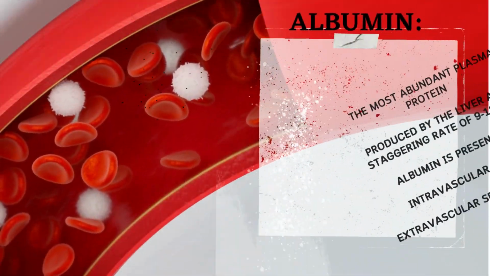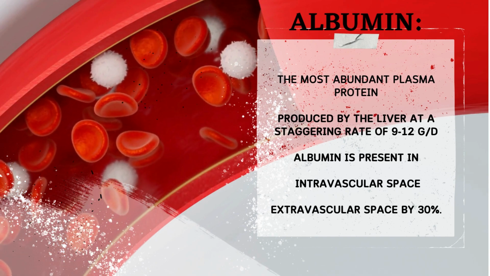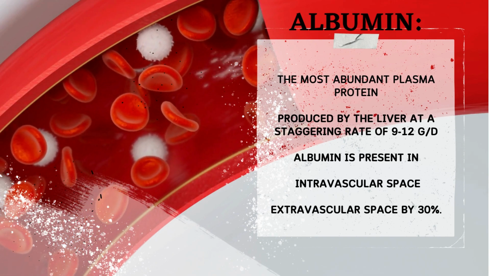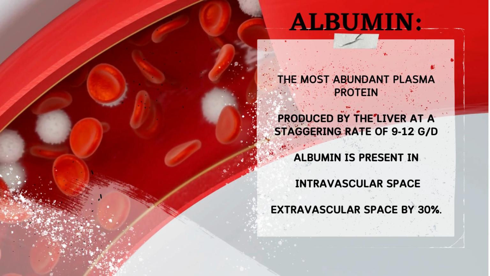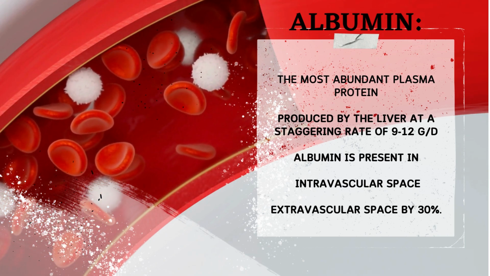Albumin, the all-star plasma protein. Taking the top spot as the most abundant plasma protein is albumin, a champion produced by the liver at a staggering rate of 9 to 12 grams per day.